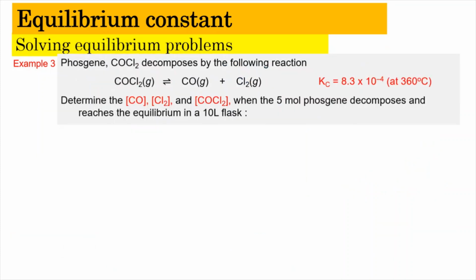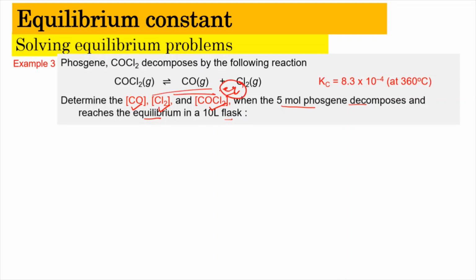All right. Now we're going to move on to example number 3. So phosgene, COCl2, will be decomposed by the following reaction. COCl2 will be decomposed in order to produce carbon monoxide as well as molecular chlorine, which is Cl2. And then the Kc here is given to be 8.3 times 10 to the power of negative 4 at 360 degrees Celsius. So we need to determine the concentration of CO, Cl2 as well as COCl2 when 5 mole of phosgene decomposes and reaches equilibrium in a 10-liter flask. So we need to find the concentration of these species at equilibrium.